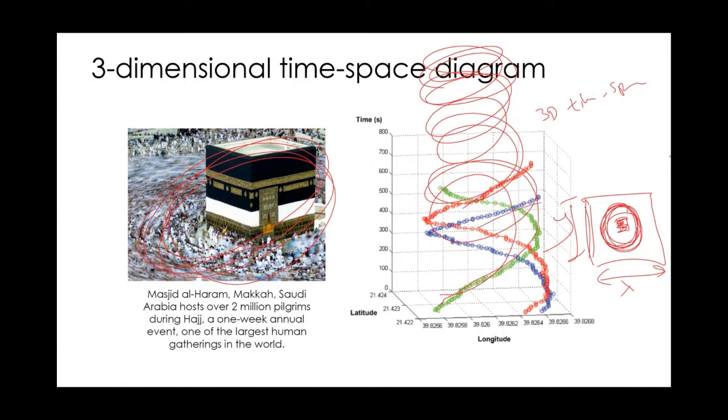And each color here represents one person that is carrying the GPS device. So it was a very interesting way of looking at how people move, calculate the speed. Again, same trajectories, same concepts as before. The slope of the trajectory gives me speed.